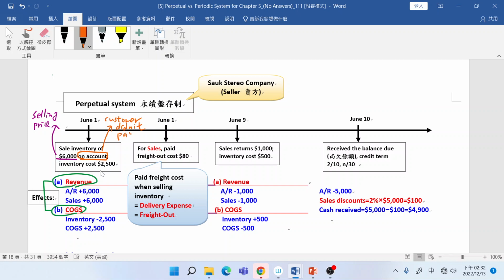Customer didn't pay. Okay? Inventory cost $2,500. What does it mean? You spent $2,500 to buy the inventory before. Okay?